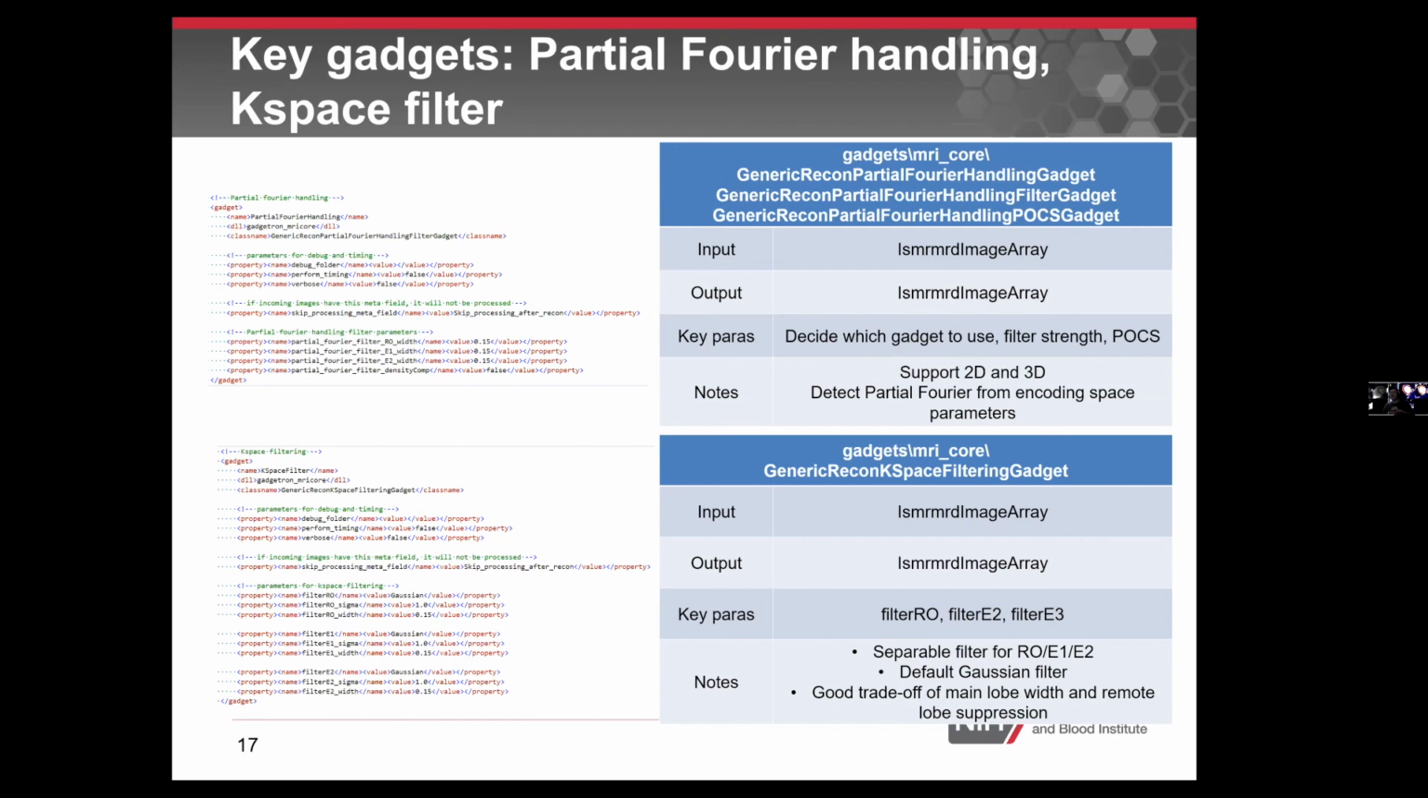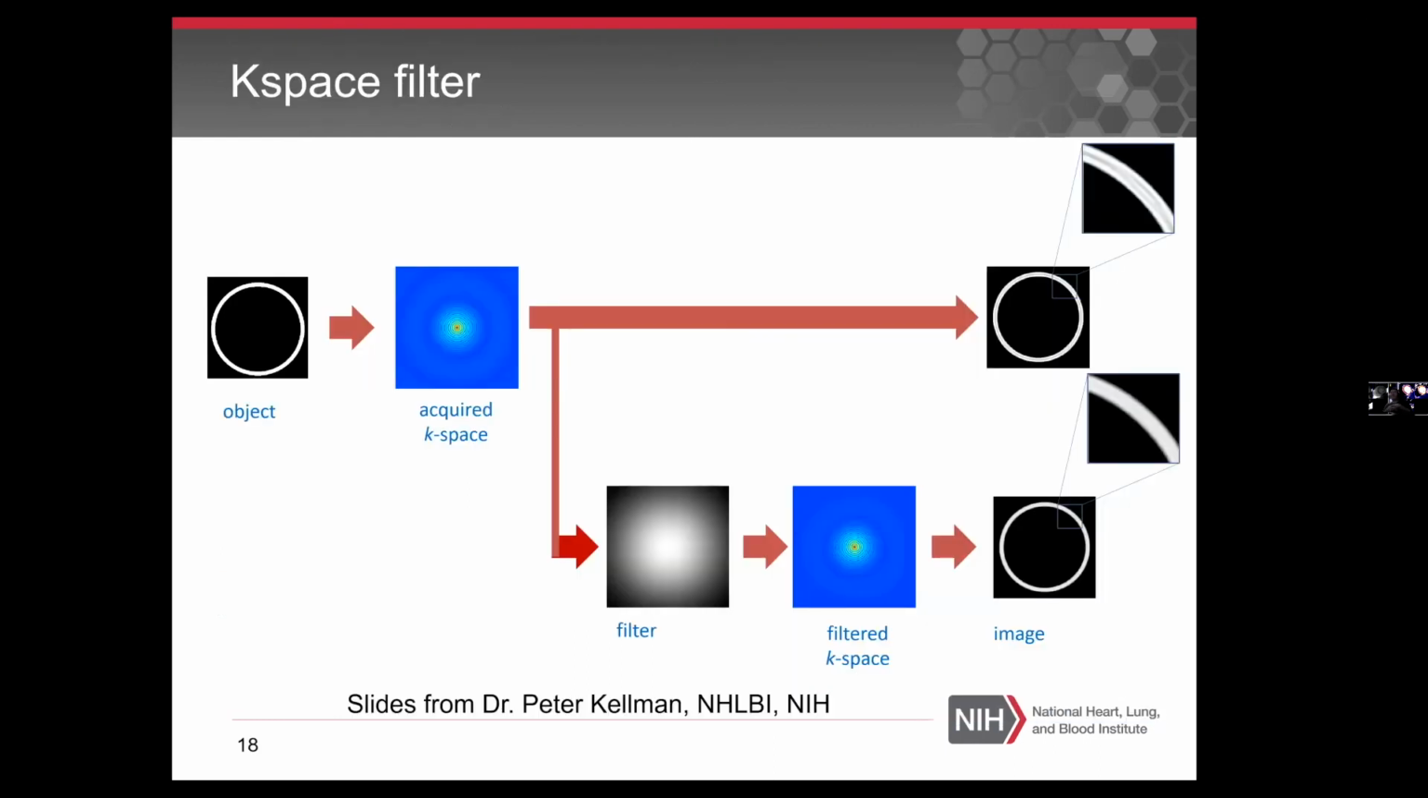So after partial Fourier handling, we can do something very common, also in vendor scanners, k-space filtering, some type of k-space filter. What Gadgetron implements is a separate dimension concept. So the user can specify the same filter or a different filter for every dimension. And we put some thought into which filter we want to implement. After some analysis, we finally gave the user a default Gaussian filter, which I want to show in this picture here.